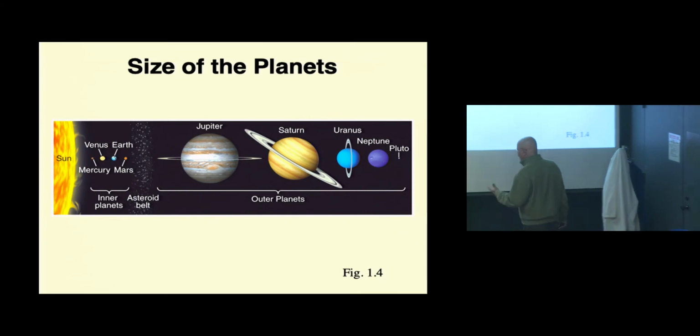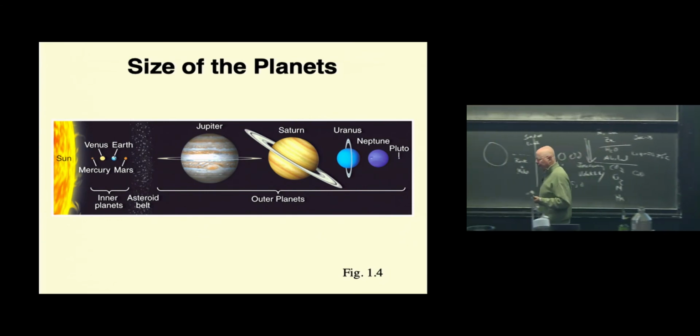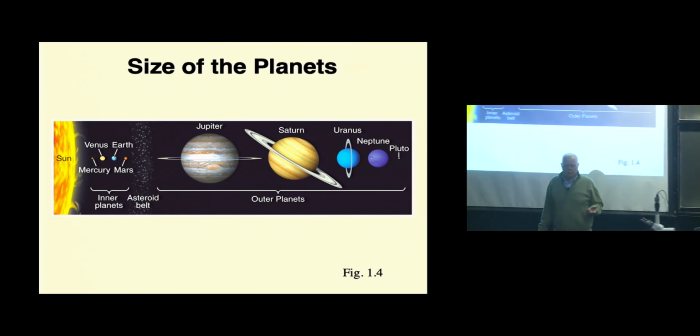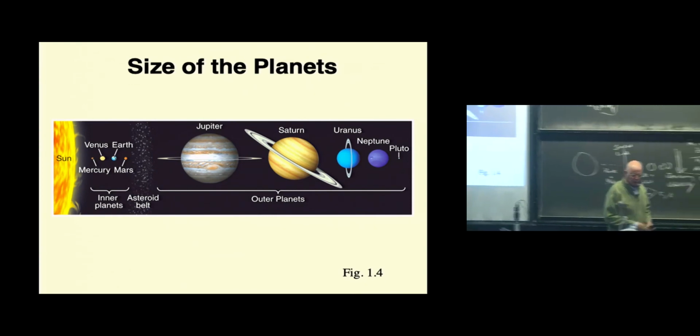So we need to explain all these features. Why are the planets evenly spaced? Why are they all coplanar? Why are they all rotating in the same direction around the Sun? And why are the inner planets small and the outer planets big?